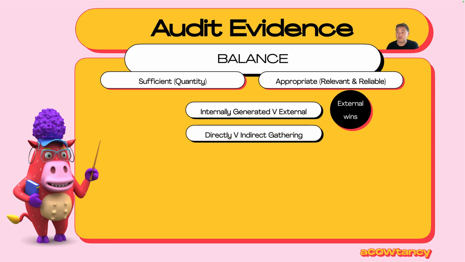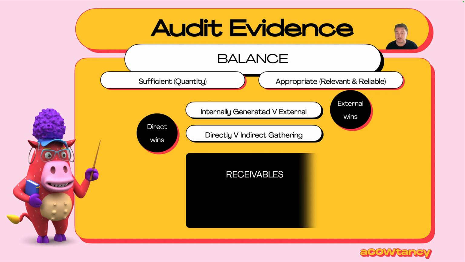Direct versus indirect. So when we're gathering information, we'd rather we gathered it ourselves personally rather than the client gathering it for us. So direct wins that time in terms of reliability. But again, we can't do everything ourselves. So sometimes we have to have indirect gathering. And so it's always this balance between the two.